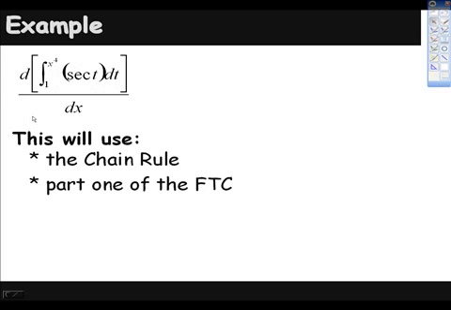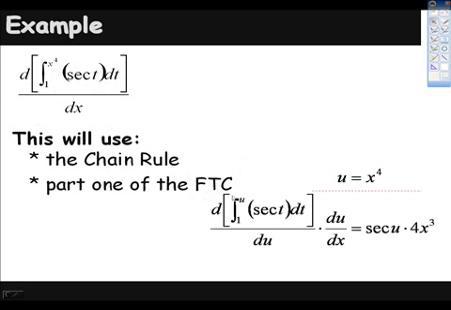And we're also going to use the first part of the fundamental theorem of calculus. FTC is kind of a shorthand we'll use for fundamental theorem of calculus. So if we want, we can think of a u substitution here. We can let u equal x to the fourth, so this whole thing becomes the derivative with respect to u from 1 to u of secant t dt times the derivative of u with respect to x. That's the chain part, right? So the u goes in here, replaces the t, we get secant u times the derivative of x to the fourth, that's du dx, right? The derivative of this thing is 4x cubed, which comes right down to 4x cubed times secant x to the 4th.